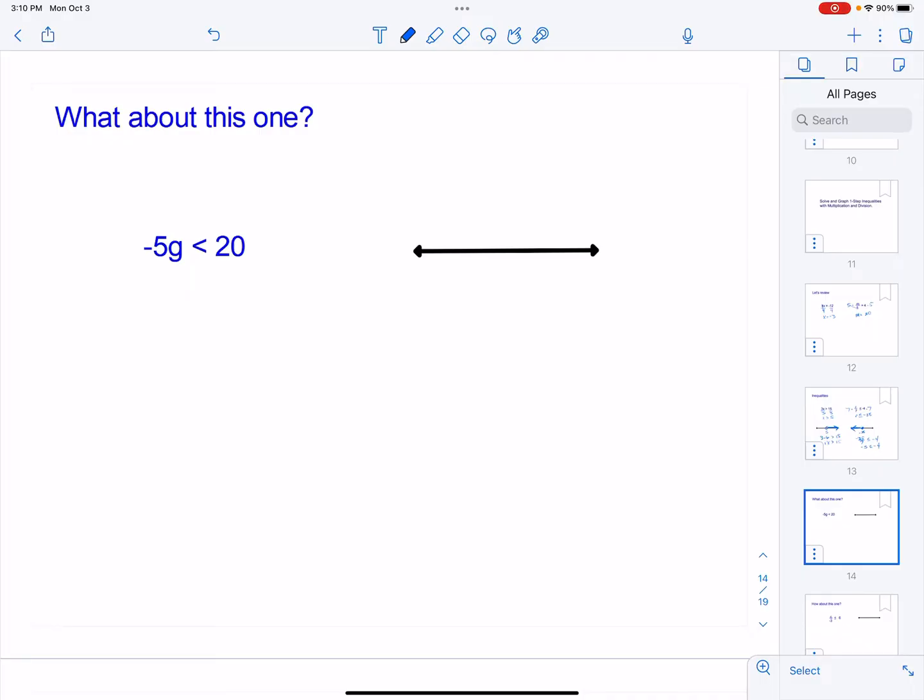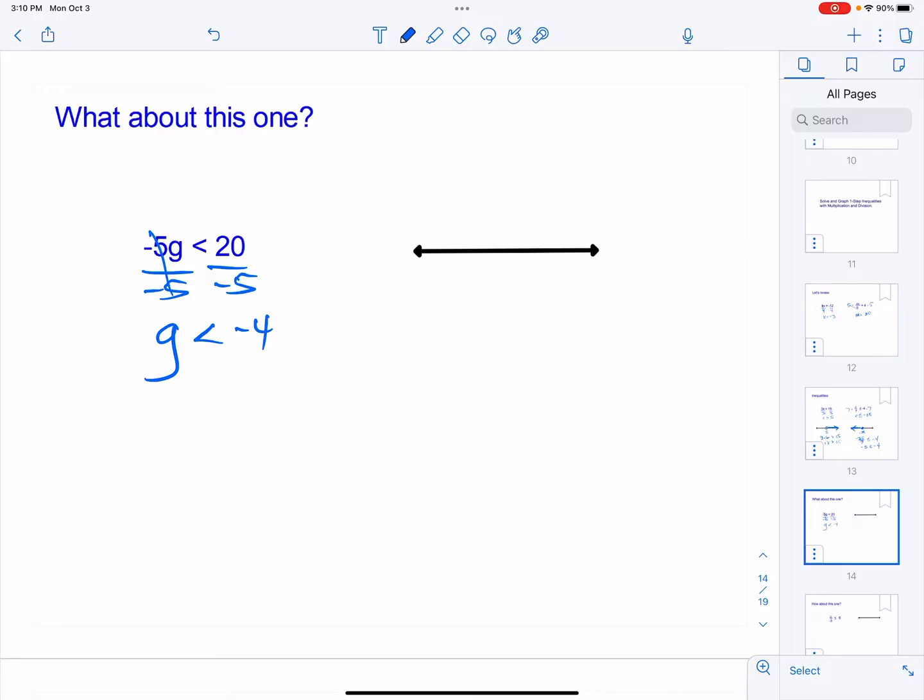This one says negative 5g is less than 20. Okay, so if we were to solve this, how do I get rid of the negative 5? Well, I divide by negative 5 because I had to multiply. And then I'm going to do the other side the same way, divide by negative 5. They divide out, and I get g is less than, and 20 divided by negative 5 gives me negative 4.